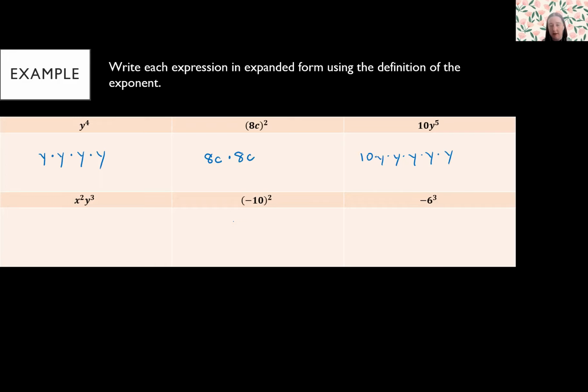When we look at the second row here, we've got x squared y cubed. The x has an exponent of 2, which means the x is multiplied 2 times. So that's going to be x times x. And then we have the y with an exponent of 3, which means we have y multiplied 3 times. And these are all multiplied together, so it's going to be times y times y times y.